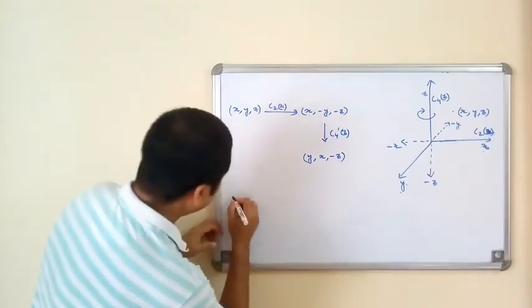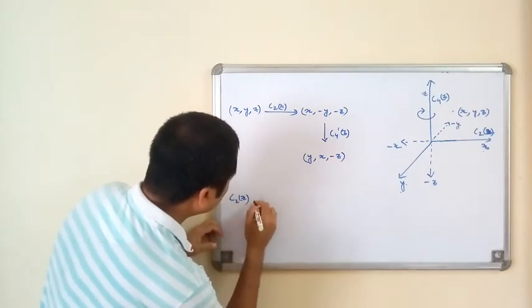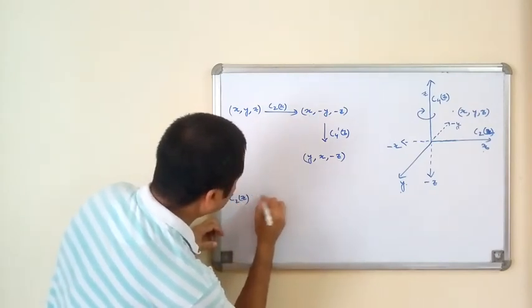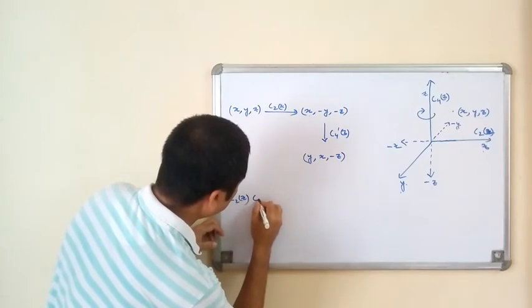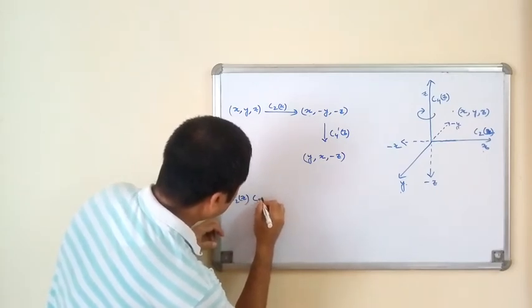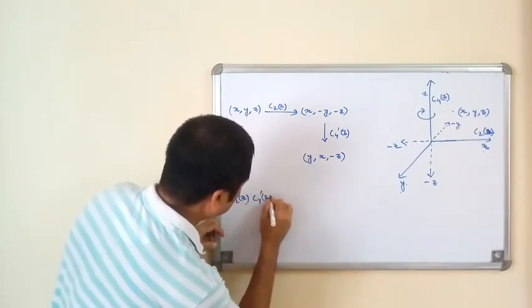So it means that what we have done is we have done both C2 and C4^1. So C4^1, this is one.